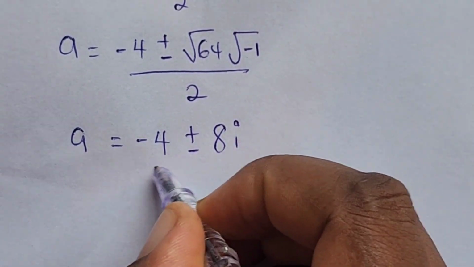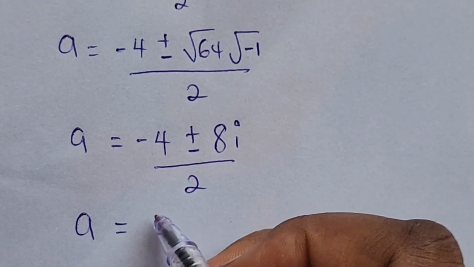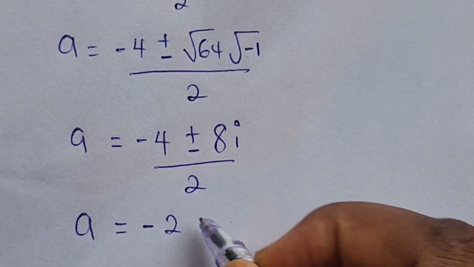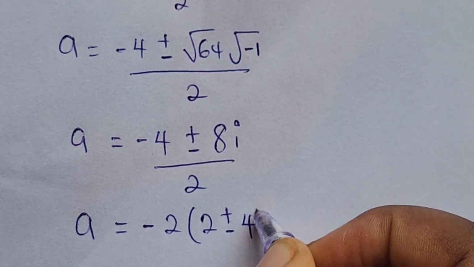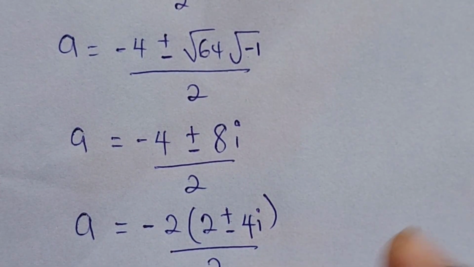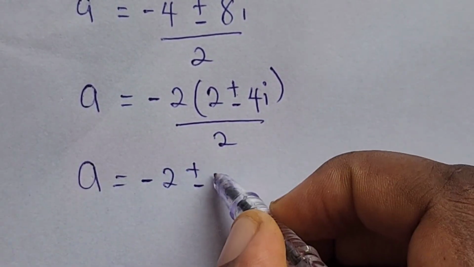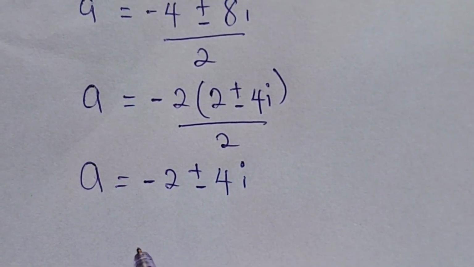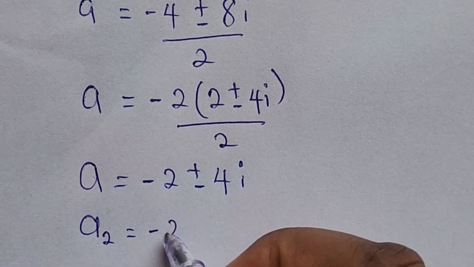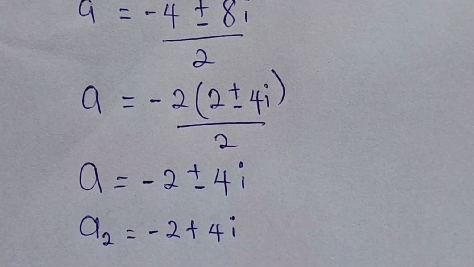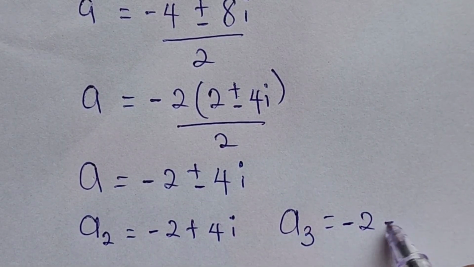So from here we'll factor out 2. Factoring out, we have 2 times minus 2 plus or minus 4i, all over 2. So a is equal to minus 2 plus or minus 4i. So we have a complex root here. That means our a2 is equal to minus 2 plus 4i, and our a3 is equal to minus 2 minus 4i.